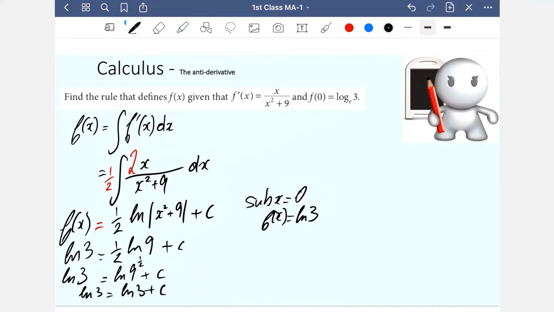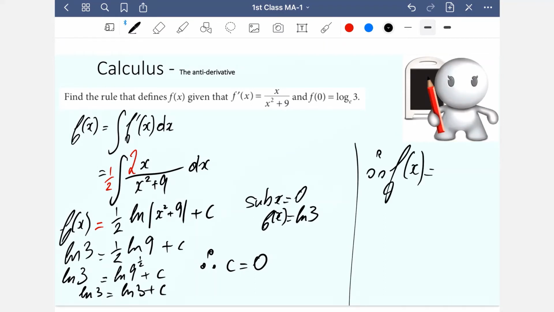Okay, now taking the log of 3 away from both sides, therefore c is equal to 0, so therefore my final answer, f of x, equals half the log of the absolute value of x squared plus 9. Okay, here we go.